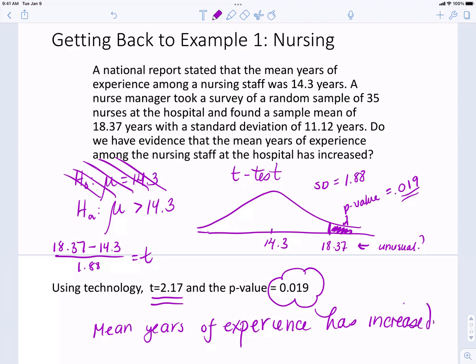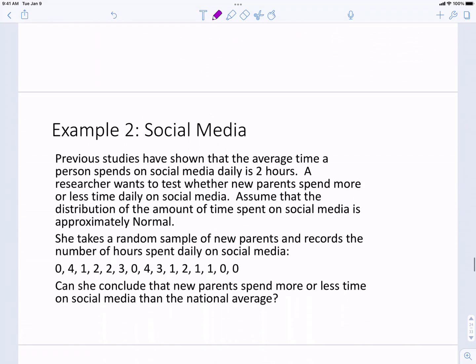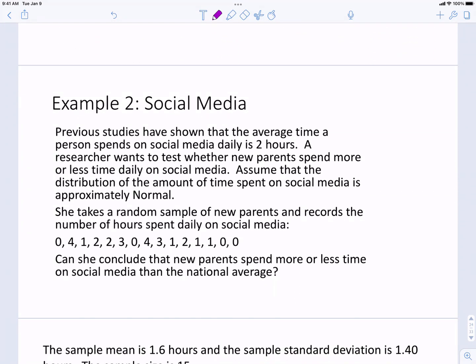Let's see if we can look at another example. All right. So previous studies have shown that the average time a person spends on social media daily is 2 hours. A researcher wants to test whether new parents spend more or less time daily on social media. Assume that the distribution of the amount of time is approximately normal. Now, the reason that sentence is important is because when we look at our data, we can see that we don't have a large sample. We have a rather small sample. So here's our data. So she's recorded the social media use of new parents, and there's her data. Can she conclude that new parents spend more or less time on social media than the national average?